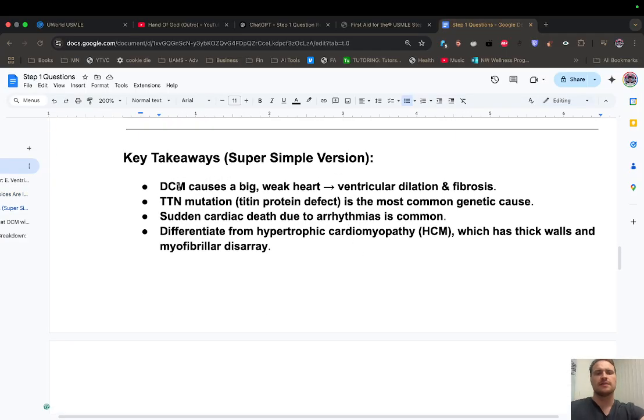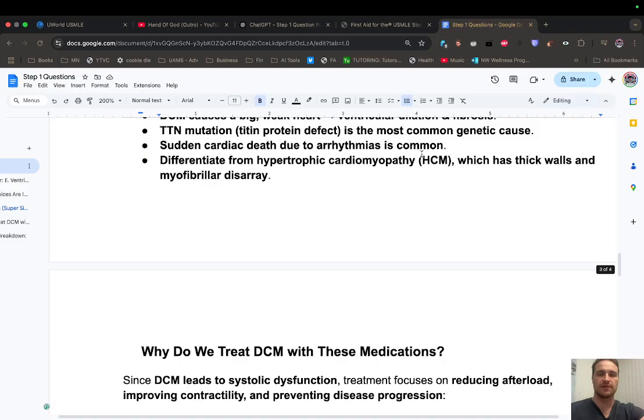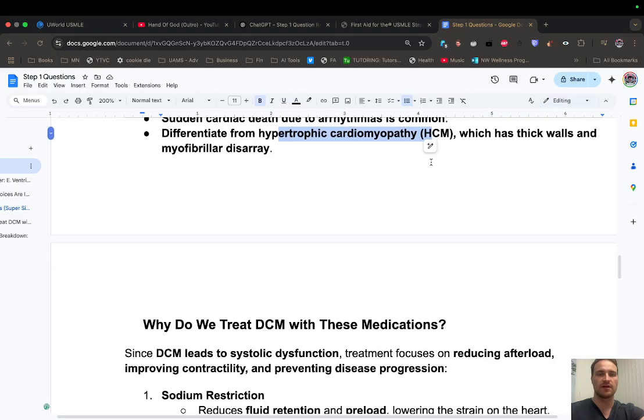So DCM, dilated cardiomyopathy, is a big and weak heart. It's super dilated and fibrosed. The TTN titin mutation causes this, and it causes sudden death. And you can differentiate this from hypertrophic cardiomyopathy because they have the thick walls and myofibril disarray.